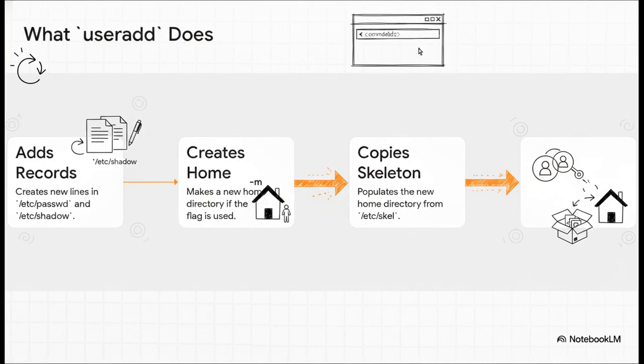It's not just one thing. That simple command kicks off a whole chain reaction. It writes new lines in /etc/passwd and /etc/shadow. It can create a brand new home directory, and then it populates that directory by copying everything from /etc/skel. See, these commands are really just safe, smart ways to edit those core files without messing anything up.